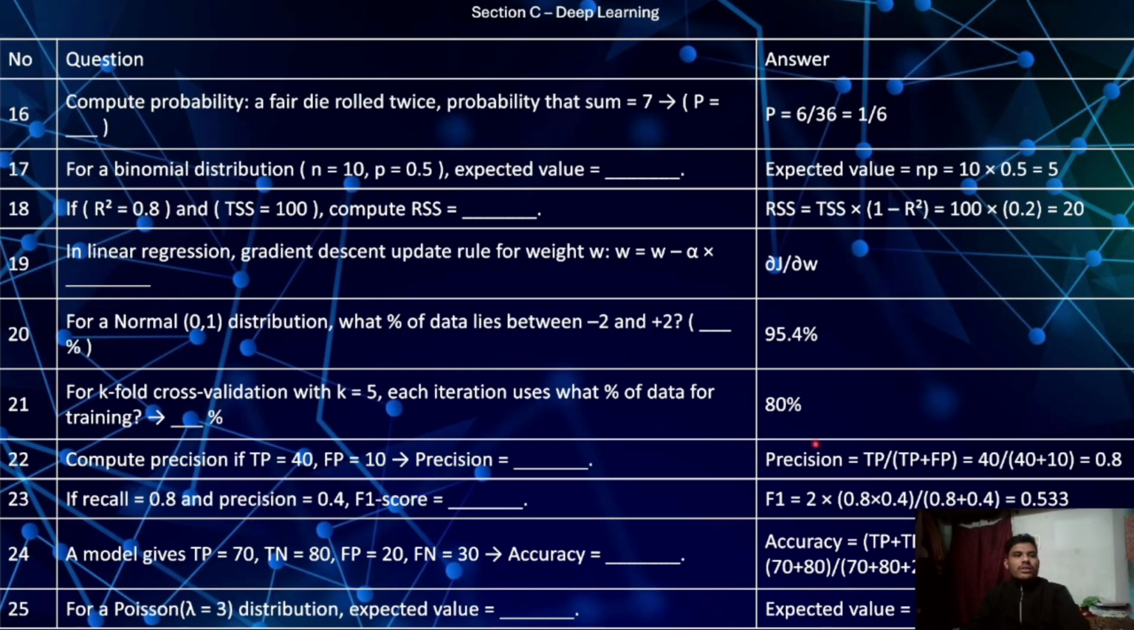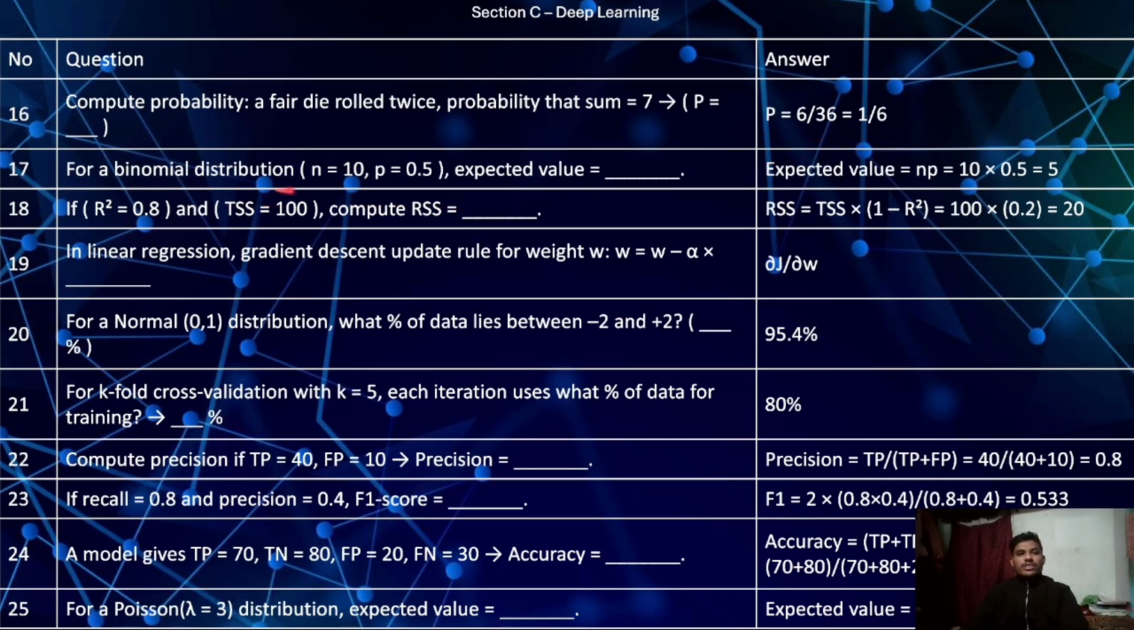Now moving to the next section, section C. Question number 16, compute probability. A fair die is rolled twice. Probability that the sum is greater than 7 equals dash. So here the answer is p equals 1 by 6.